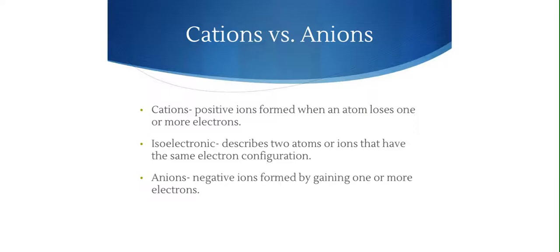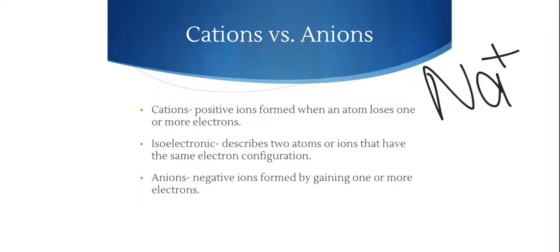When sodium loses that one electron, it now looks similar to the noble gas neon. And so there's a term that describes this, and it's called isoelectronic. This is used to describe two atoms or ions that have the same electron configuration. Remember, sodium has just lost that one valence electron, and so it now looks like this as its symbol. That plus sign indicates I lost that one electron, but now the configuration is the same as neon.